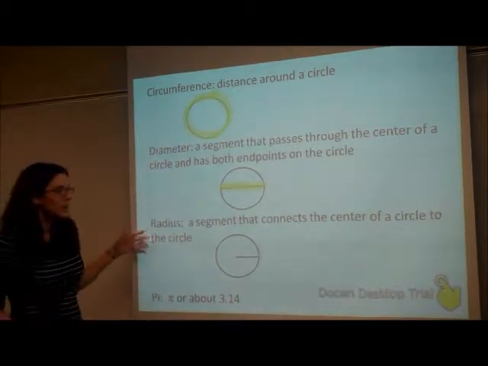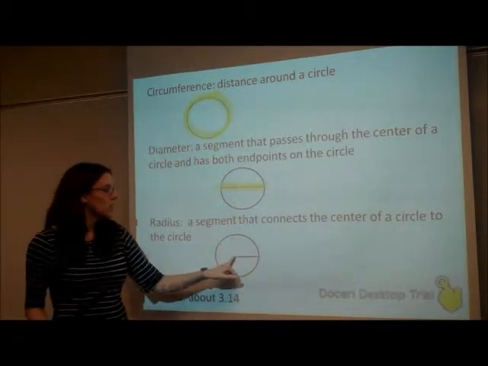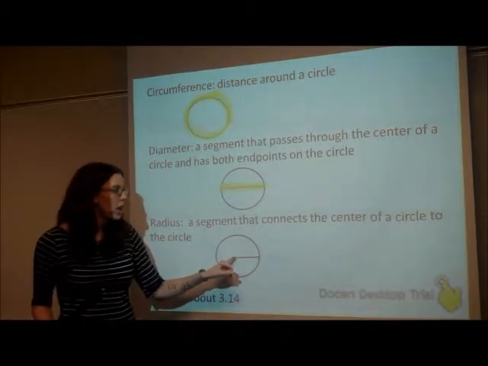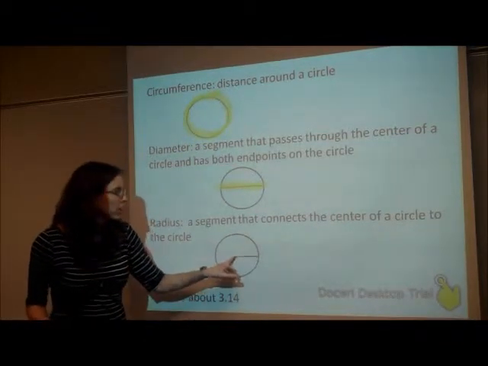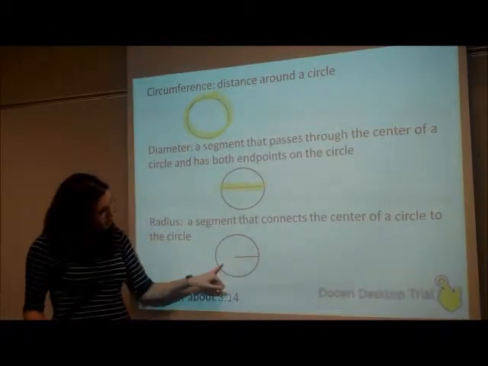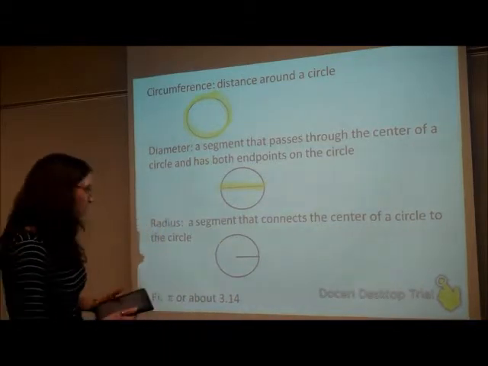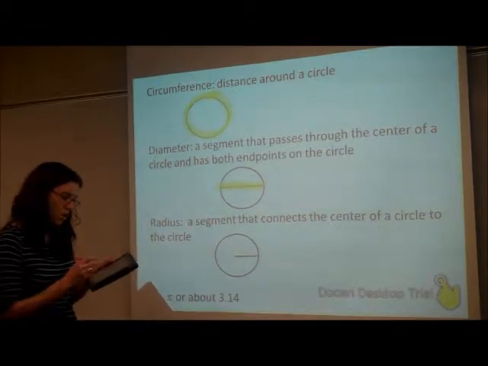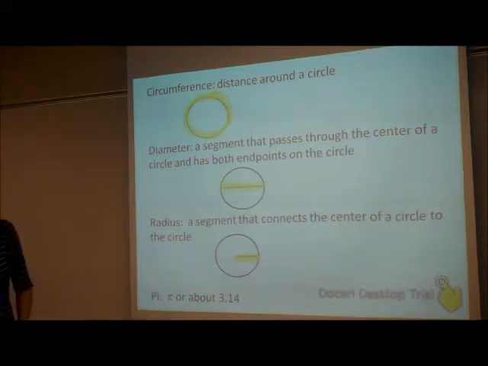For the radius, that's only half your diameter. The radius is starting at the center of the circle and going to a point on the circle. So it could go here, it could go straight up, it could go over here, it could go down, it could go at an angle. So any of these would be a radius. So go ahead and highlight your radius.